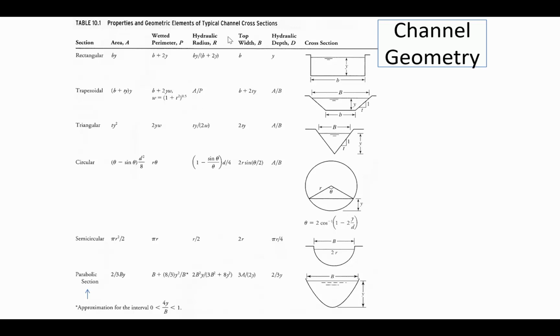Hydraulic radius, remember, is the area divided by the wetted perimeter. Top width, capital B. Sometimes it's the same as the bottom width, like a rectangular channel. Trapezoidal, it's different because you also have some distance associated with these side triangles. And so it's the bottom width plus 2 times whatever this distance on the edge. So I wanted to point out this table to you, and that it has a wide variety of different geometries, including for the parabolic section.